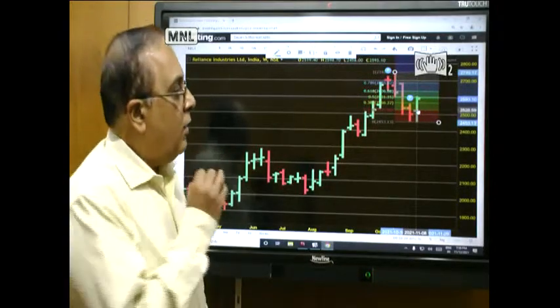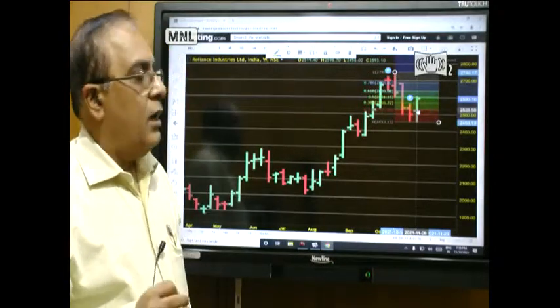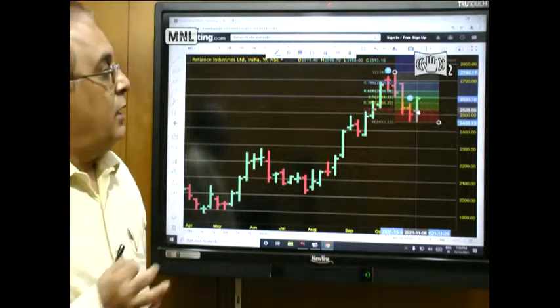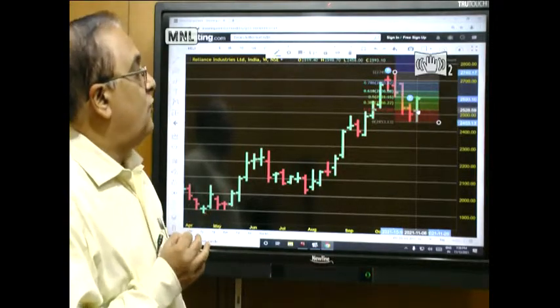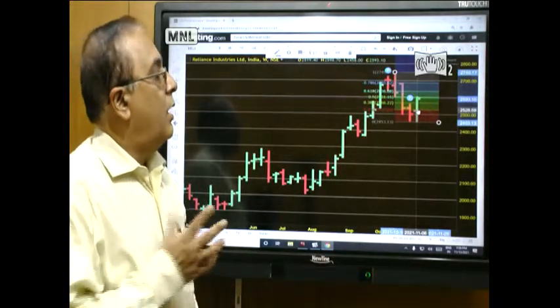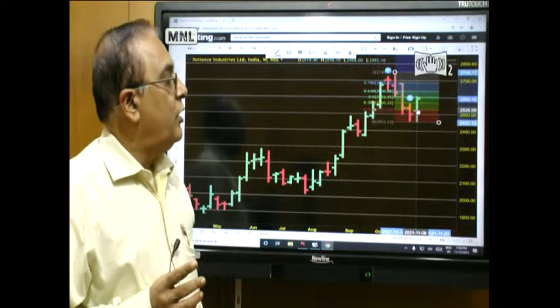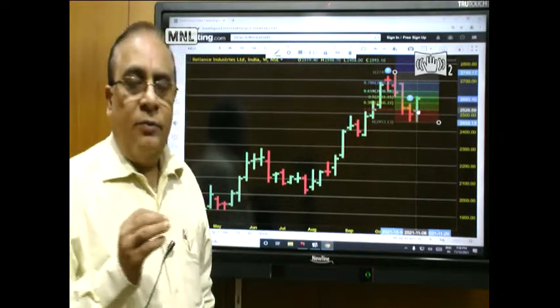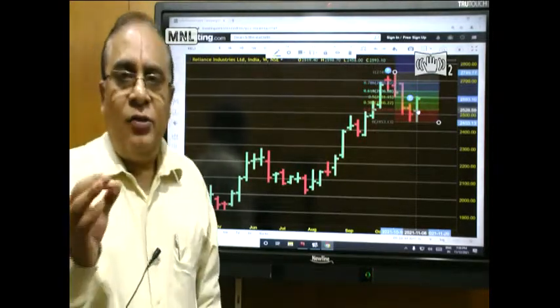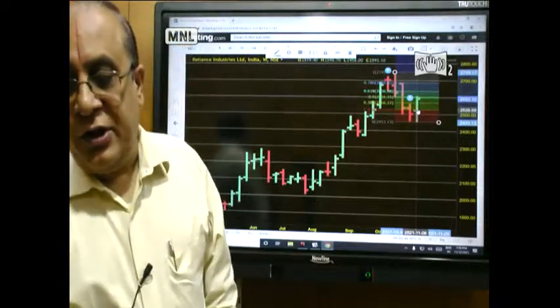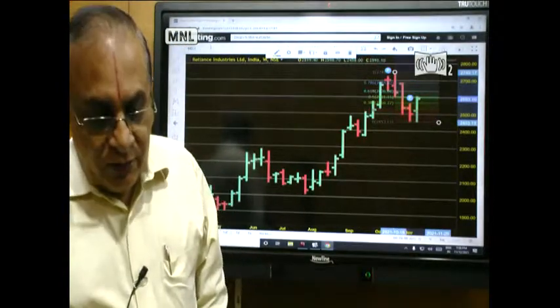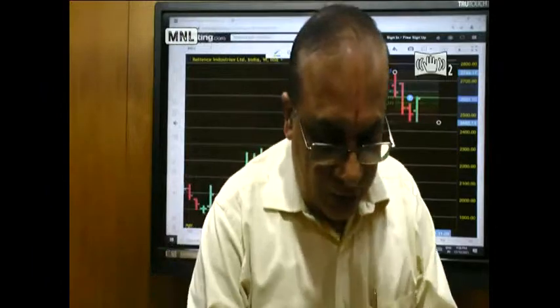Okay. So now let's look at this one as a buy as far as Reliance Industries is concerned, at some level which is closer to the 25 level. So that is as far as Reliance is concerned. So let's look at some other stock. Probably let's look at Tata Steel and Tata Motors.